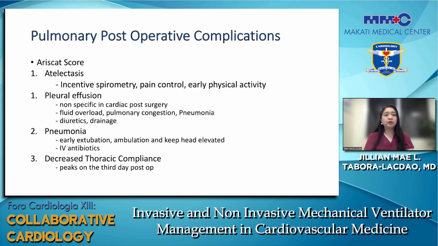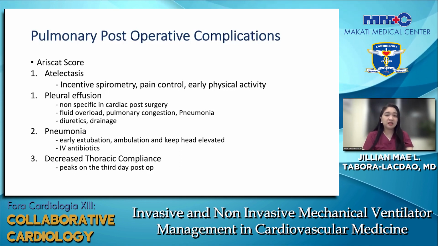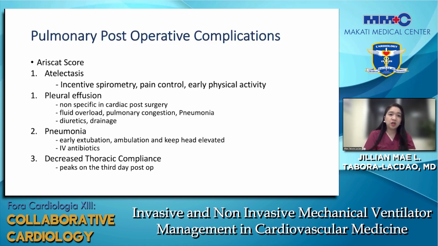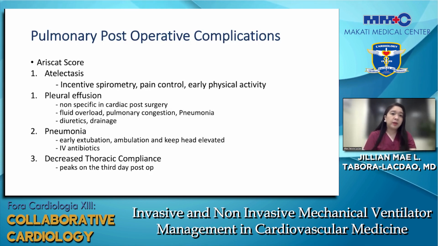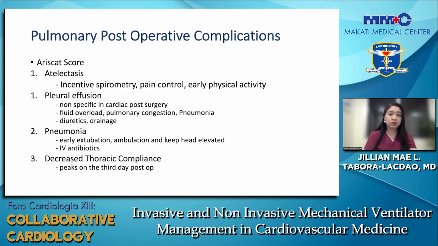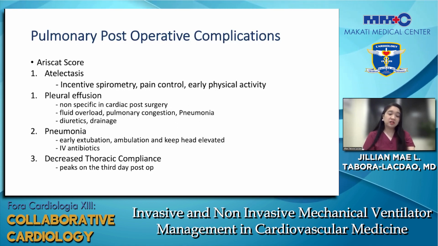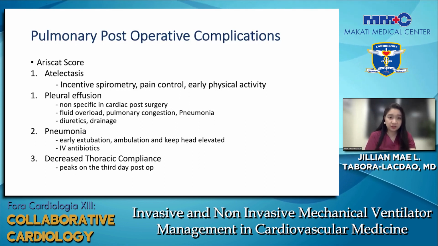So for pulmonary patients and cardio patients, of course, we assess the risk for pulmonary post-operative complications. So we use the ARISCAT score. We check if there is any chance that patients may develop atelectasis, pleural effusion, pneumonia, and decreased thoracic compliance post-op. So for atelectasis, you make sure that patients do incentive spirometry, you control the pain, and encourage early physical activity.